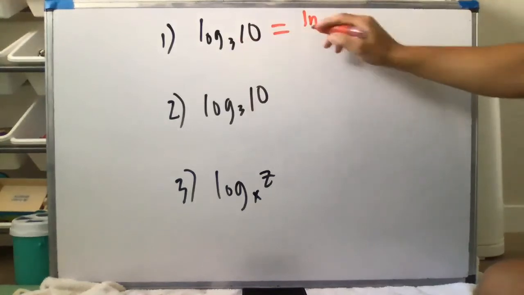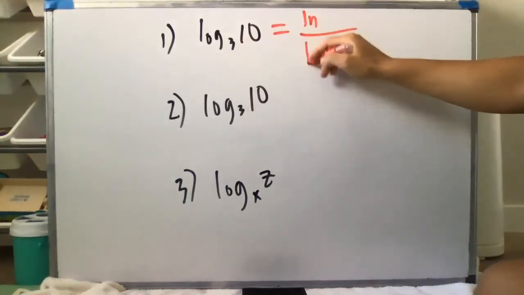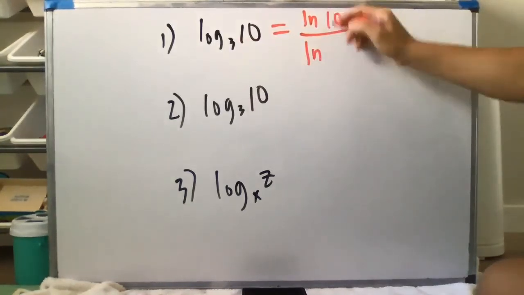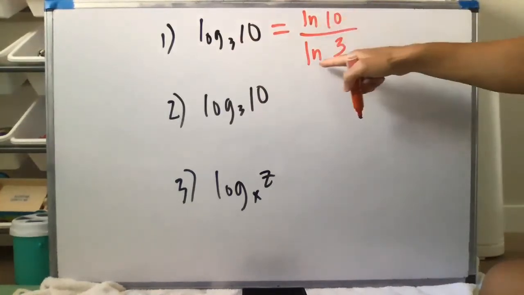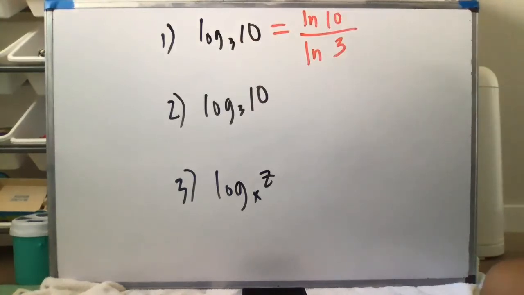So in particular with ln, on top and bottom. The top number goes on top, and the bottom number goes on the bottom. This is log base e of 10 over log base e of 3. That's it. That's the answer.